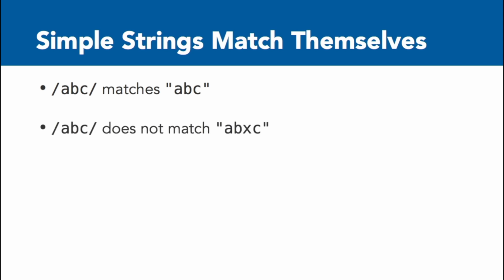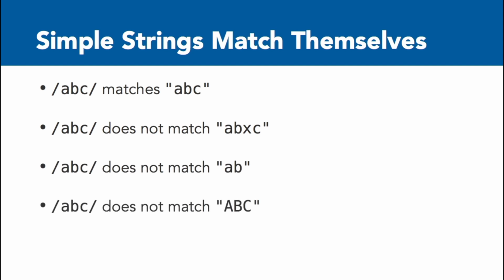The most basic regular expression is a simple string like /abc/. The pattern abc matches any other string which contains the letters a, b, and c in that order with nothing in between them. Regular expressions in sed are surrounded by slashes and are always case sensitive. So for example, abc matches abc, but does not match abxc. It does not match ab because there's no c, and it does not match uppercase ABC because it's case sensitive.